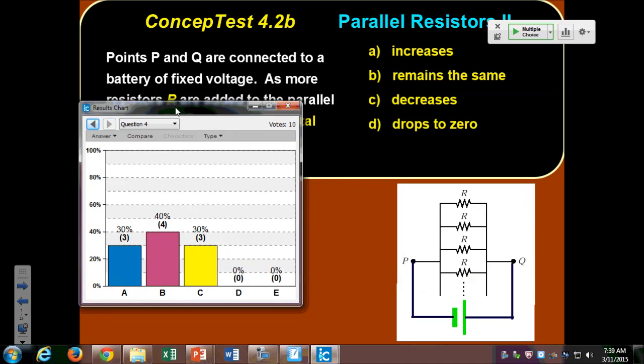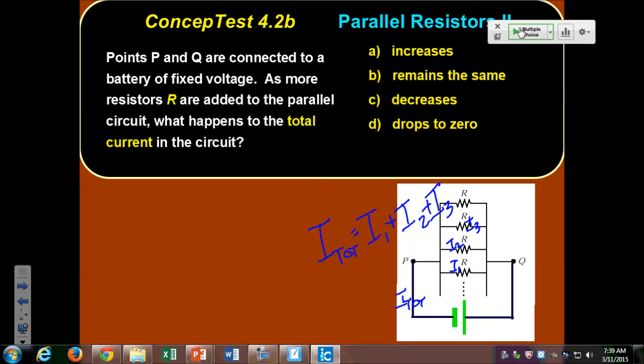Let's see, we're sort of all over the board here. So I know one of the rules for resistors in parallel is this, that the total current equals the sum of the individual currents. Where the individual currents are like I1, I2, I3, and then this is the total current. Why don't we try this again? What happens to the total current as I add more and more resistors in parallel?